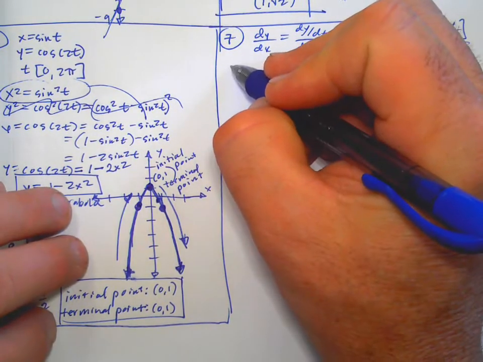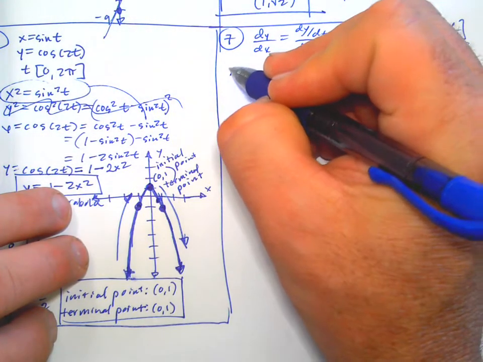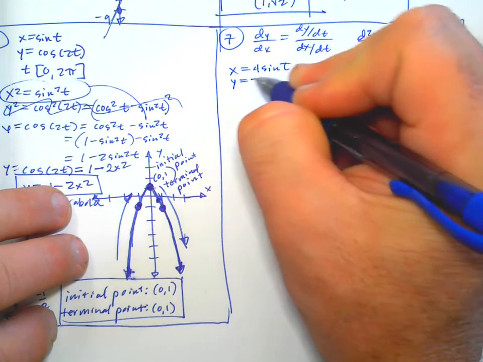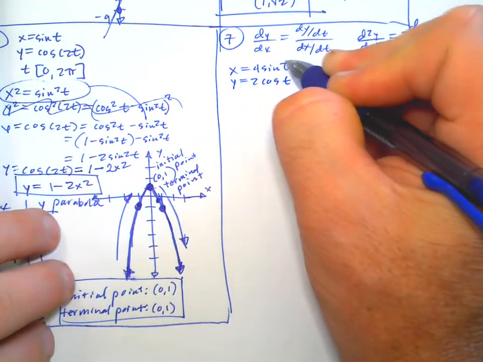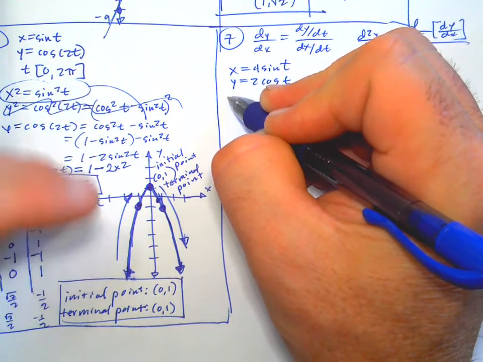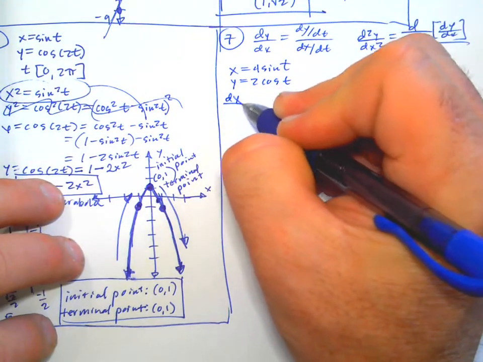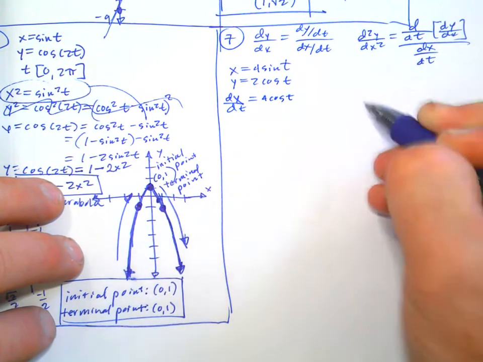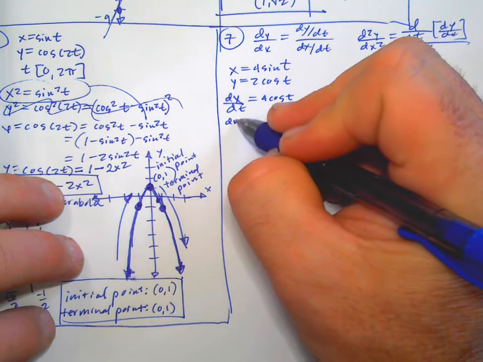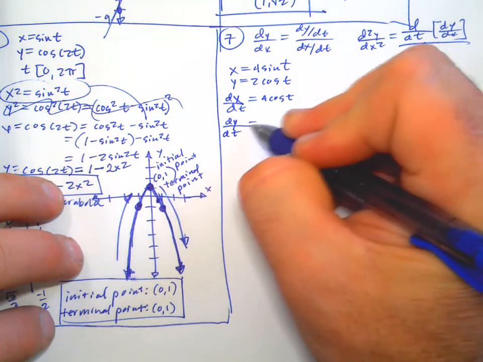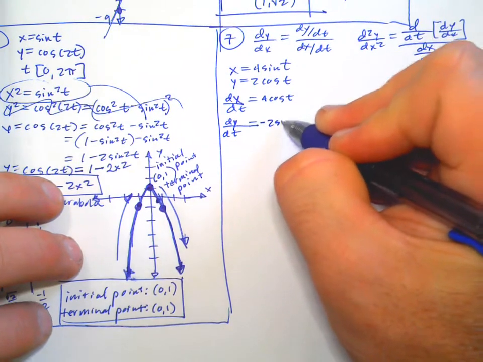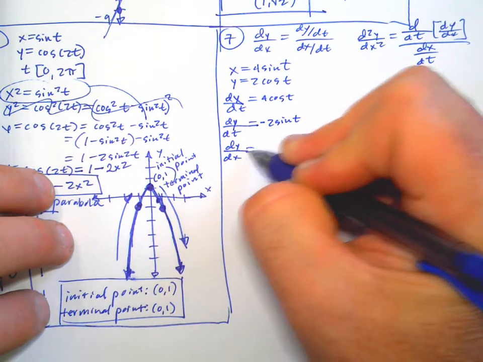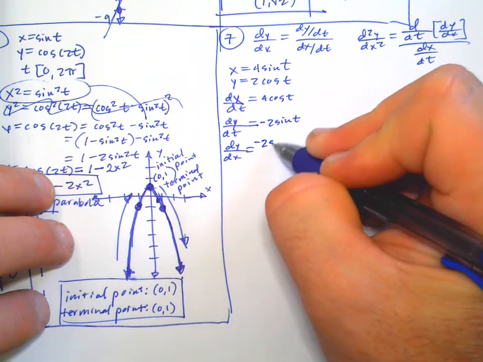So on number 7, you have x equals 4 sine t, y equals 2 cosine t. So dx/dt is 4 cosine t, and dy/dt is negative 2 sine t. So dy/dx is, now make sure you put dy/dt on the top.